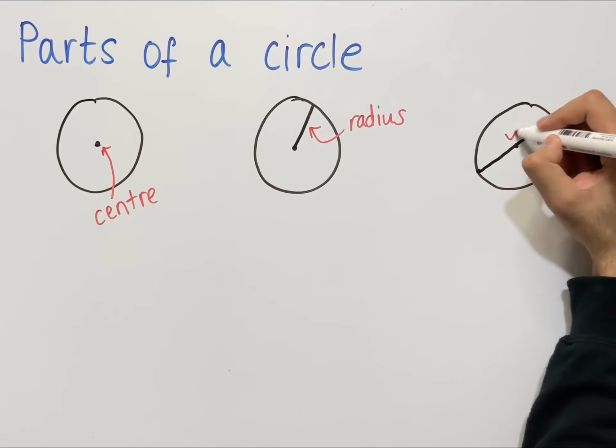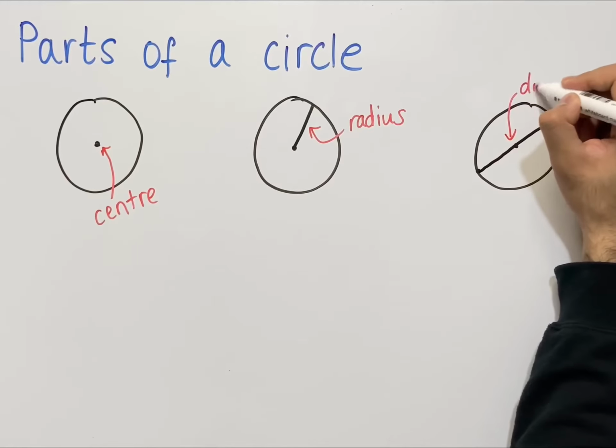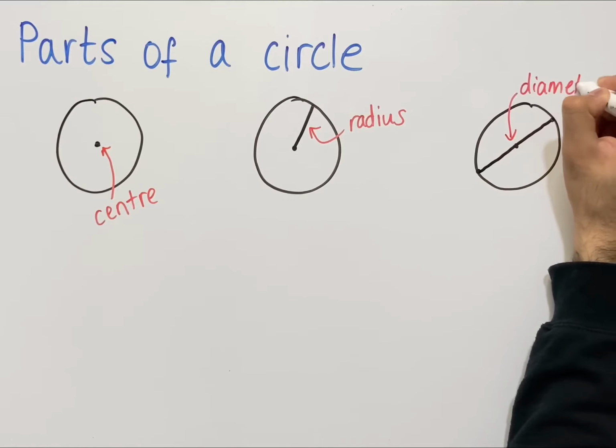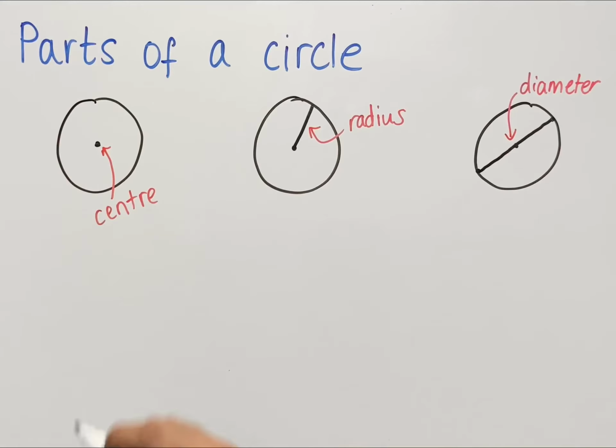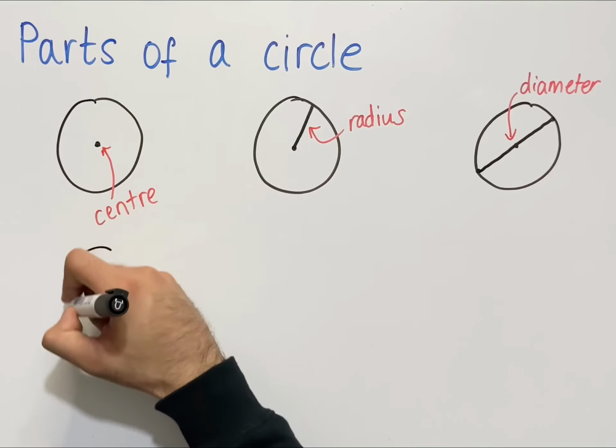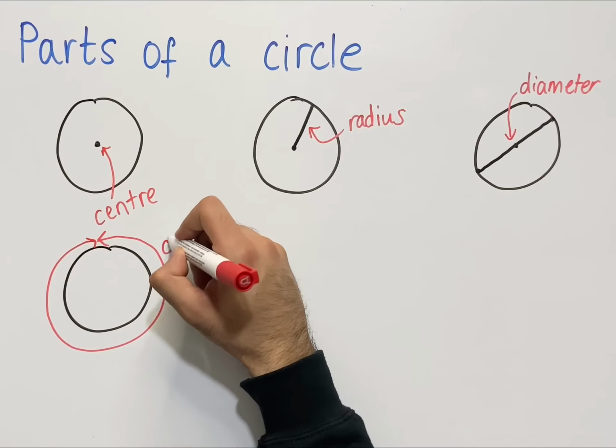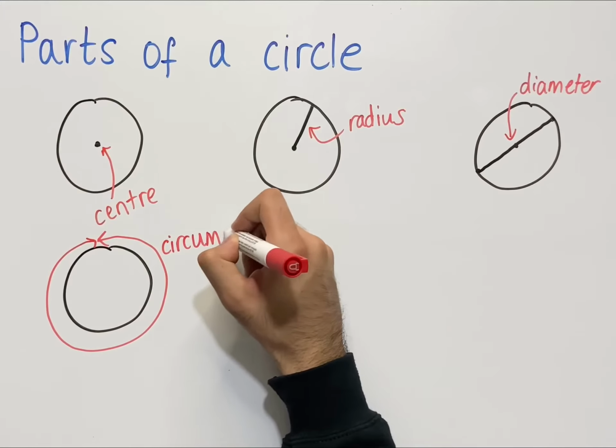And we spell diameter as diameter. We also have something called the circumference. So again, if we draw a circle, by definition, the circumference is the distance around a circle. So essentially, we're looking at this whole distance all the way around the circle. And that is called the circumference. And we spell circumference in the following way.